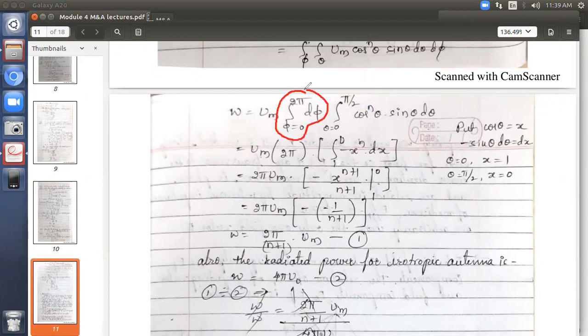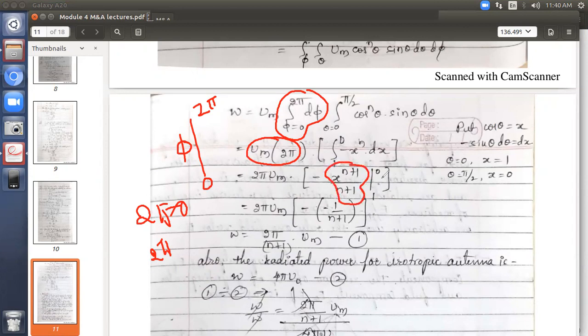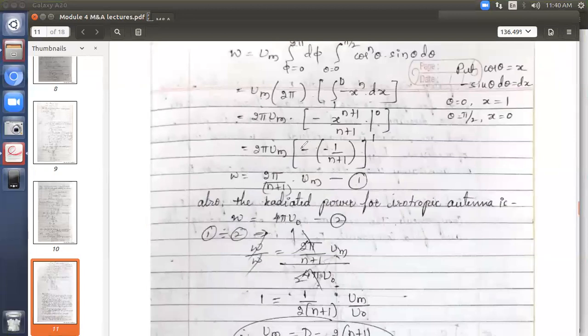This I have already explained to you. Integration of d phi is phi, and apply the limits between 0 to 2 pi. So apply the limits, 2 pi minus 0, you will get 2 pi only. So that I have directly written here. I have not solved it. And integration, what is integration of x raised to n? It is x raised to n plus 1 by n plus 1. This is the integration, and apply the limits. Negative sign I have kept as it is.